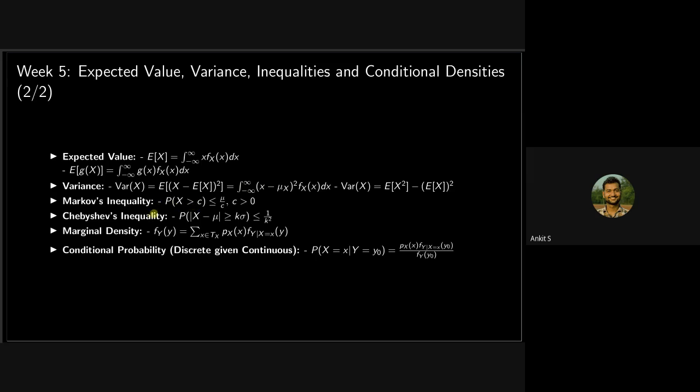So this is how you calculate the variance of x. Then we had similar Markov's and Chebyshev inequalities for the continuous case also. It was very similar to what we did for the discrete case. Then marginal density, conditional density. Here one important thing was that we considered mixed cases where we have two random variables x and y, one of them discrete and one of them continuous. So this was all about week 5.